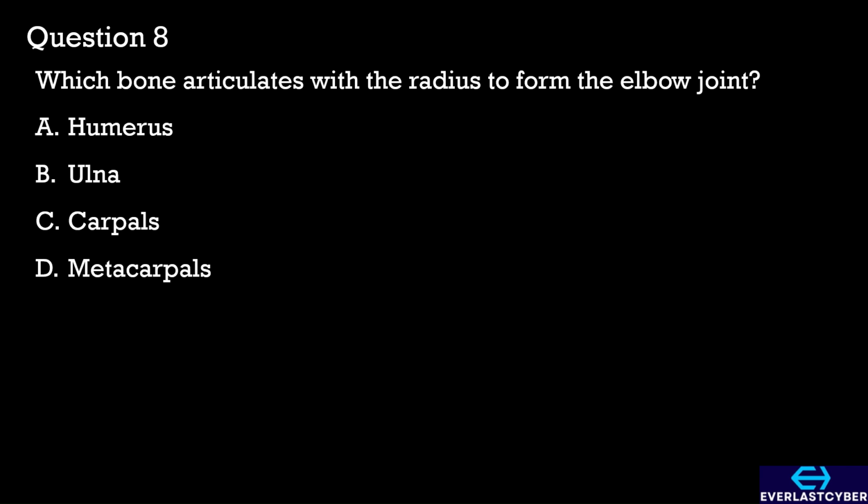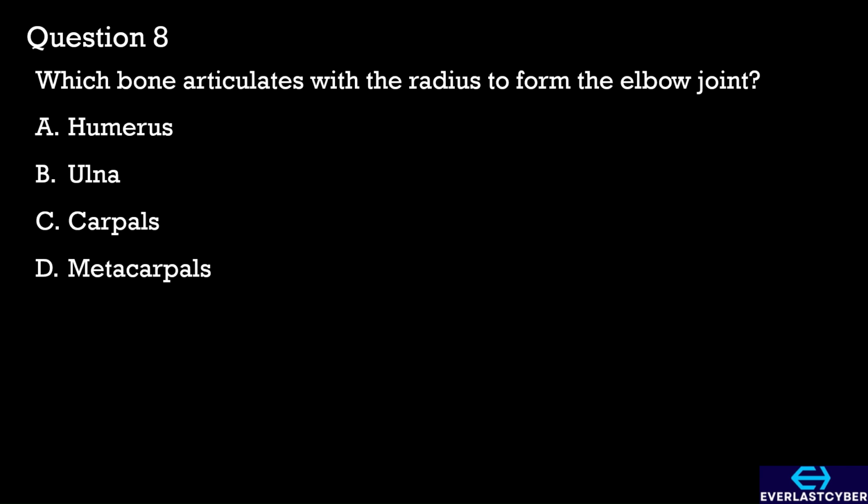Question 8. Which bones articulate with the radius to form the elbow joint? A. Humerus. B. Ulna. C. Carpals. D. Metacarpals. The humerus is the upper arm bone, and in the elbow we can find the humerus, the radius, and the ulna. The elbow joint is formed by the articulation of these three bones.